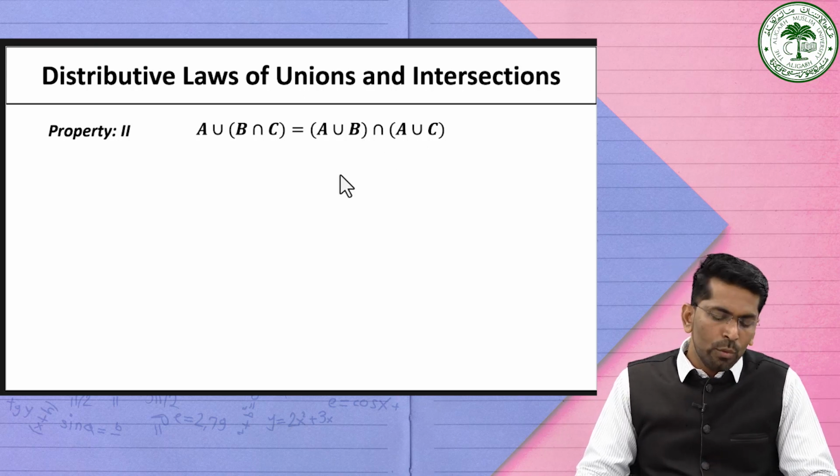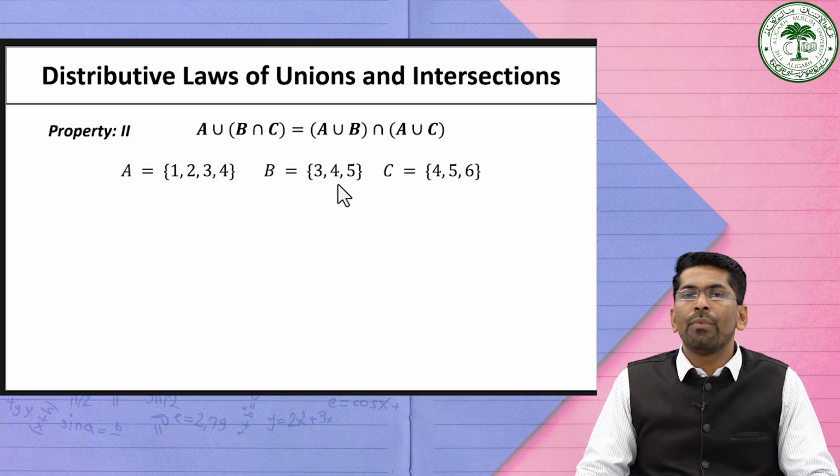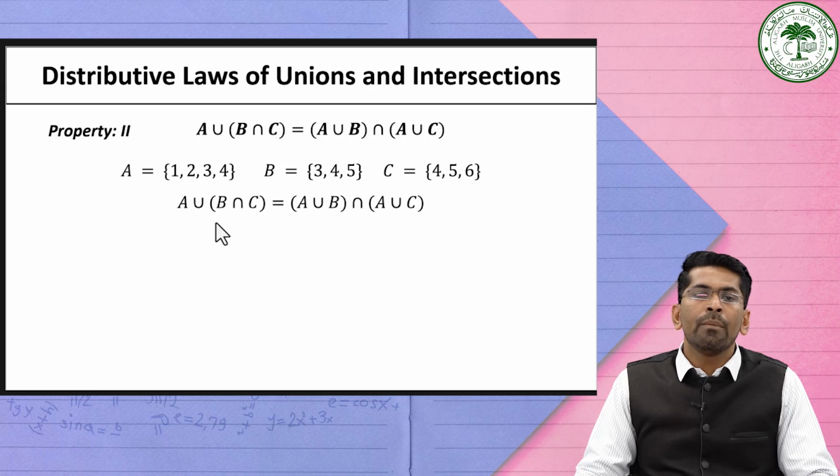We can prove it by using an example. See here, set A is equal to 1, 2, 3, 4. Set B is equal to 3, 4 and 5 and set C is equal to 4, 5, 6. Now we want to prove that A union B intersection C is equal to A union B intersection A union C. So we are going to prove it.